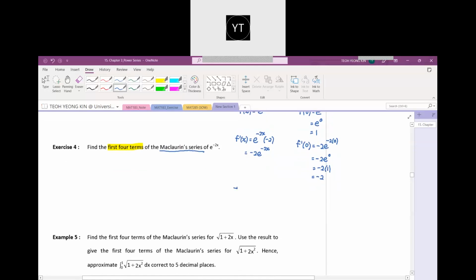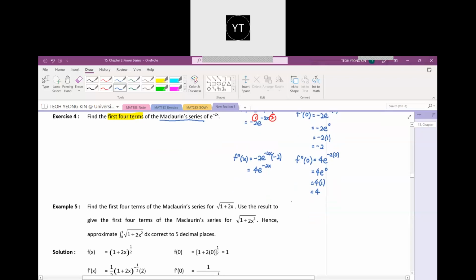Differentiate again. The second derivative. Differentiate negative 2 e to the power first. Second, differentiate the index. So we have negative 2 e to the power of negative 2x. Again, differentiate negative 2x, I should get negative 2. If I simplify, negative 2 times negative 2 is positive 4 e to the power of negative 2x. Again, substitute the value of 0. 4 e to the power of negative 2 times 0. 4 e to the power of 0 is 1. So 4 times 1 is 4.